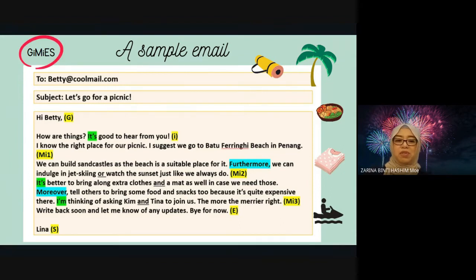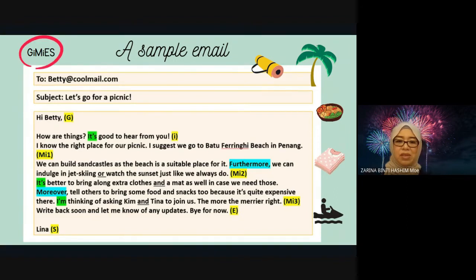Next we go to the next line. Now we are going to answer the second question, which is activities that we can do for a picnic. We can build sand castle as the beach is a suitable place for it. So this is the first activity. Build sand castle. That is the first activity. And then furthermore, yang cikgu highlight warna biru ni or warna turquoise ni is the cohesive device. Cohesive devices. And just now yang warna hijau ni is a short form, or contraction.